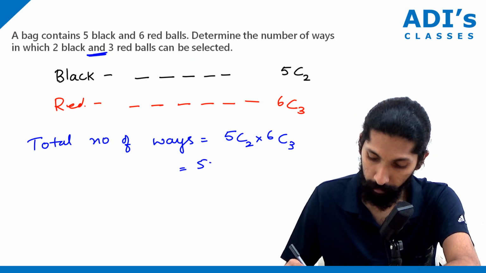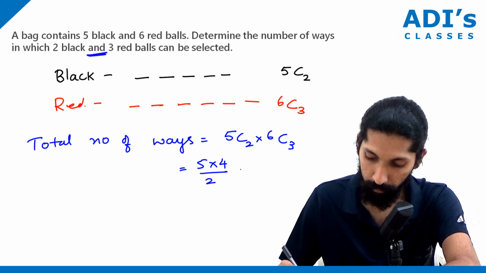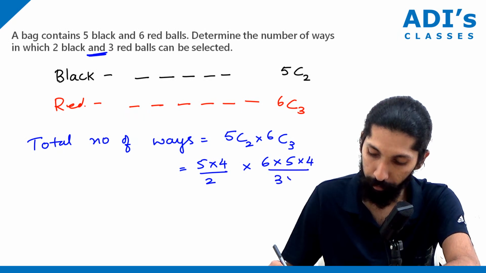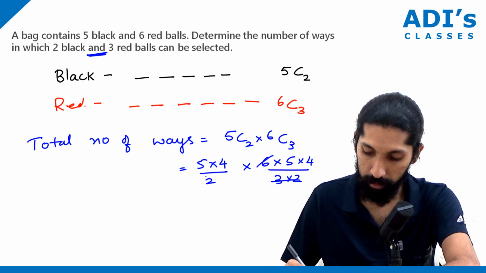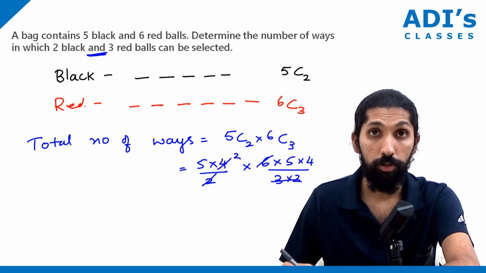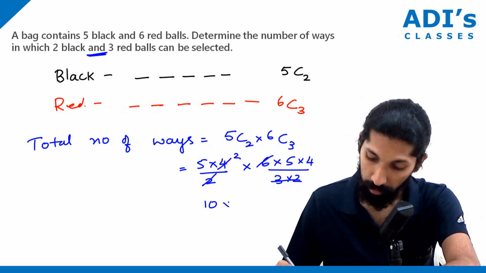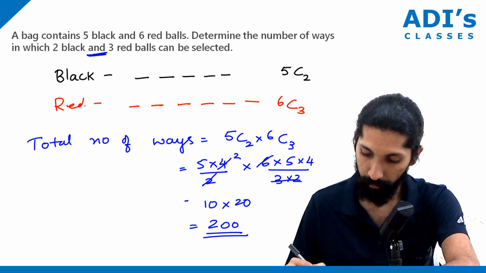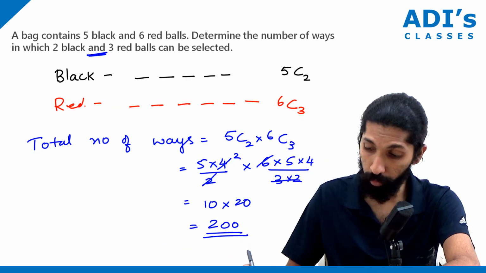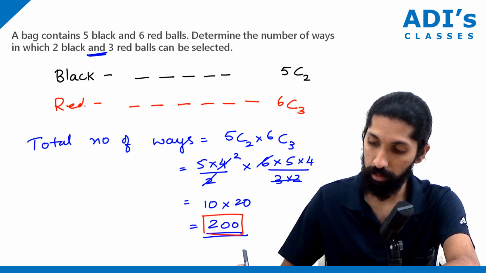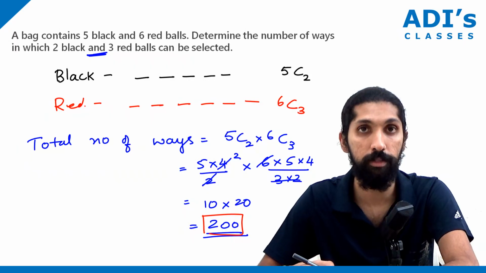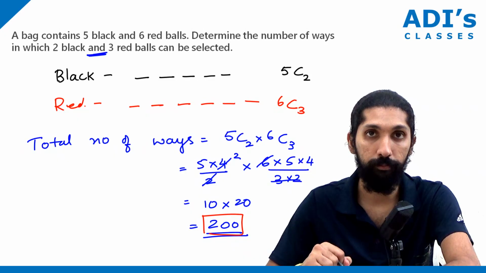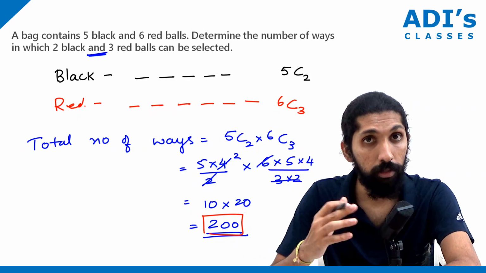So 5C2 is 5 into 4 divided by 2. 6C3 is 6 into 5 into 4 divided by 3 into 2. 6 gets cancelled twice. So 5 into 2 is 10 into 20, that's 200. So in total, we can choose this in 200 different ways. Alright, that's the answer for this particular question. Alright, so we'll do the next one.